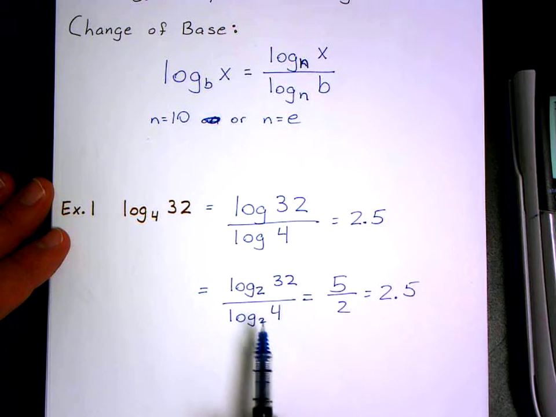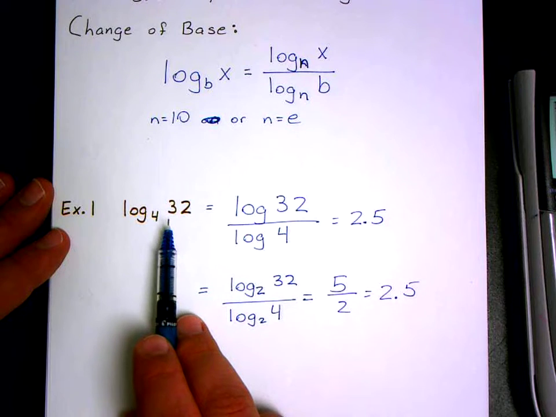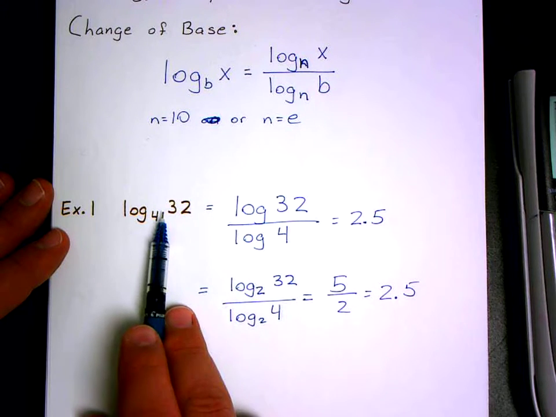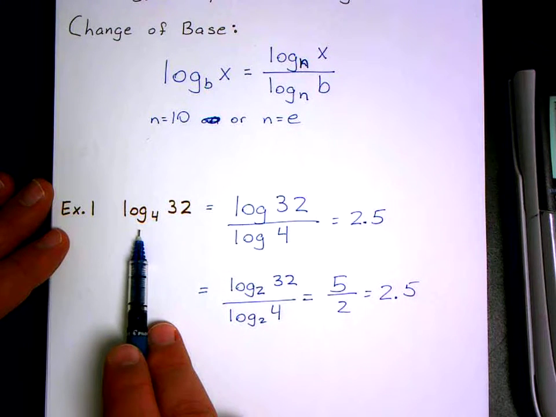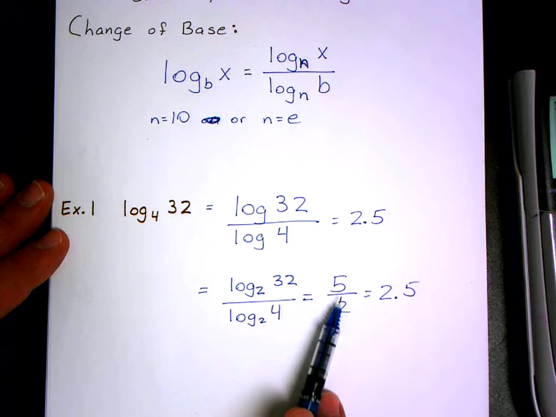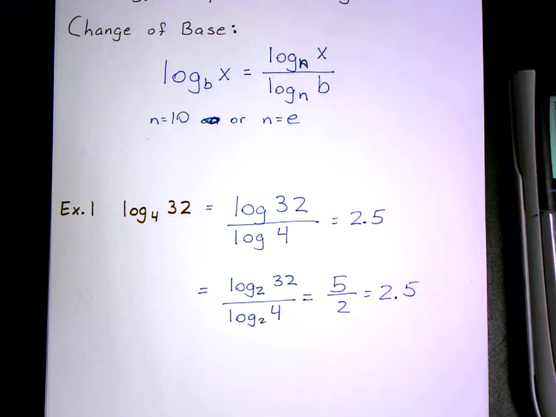You will have some problems that ask you to solve these kinds of things without using a calculator. So if I was asked to solve this without using a calculator, this is what I would do. Because I can figure out that both of these numbers are powers of 2, I would change it to log base 2. And then I can solve it without using a calculator. All right, you good with all that?